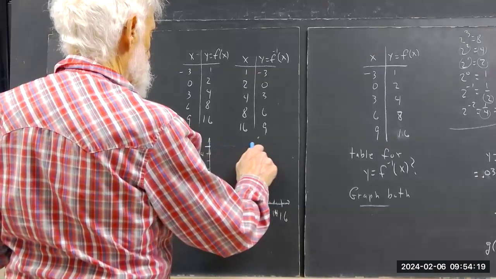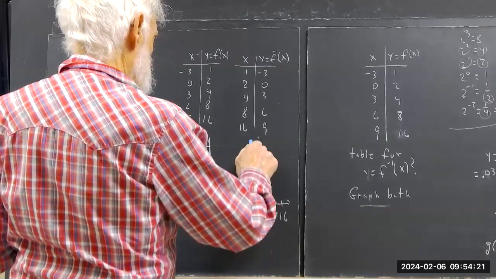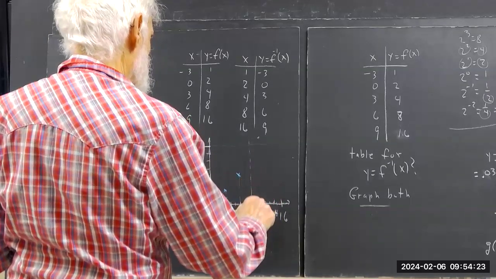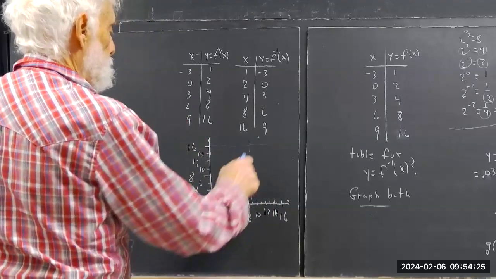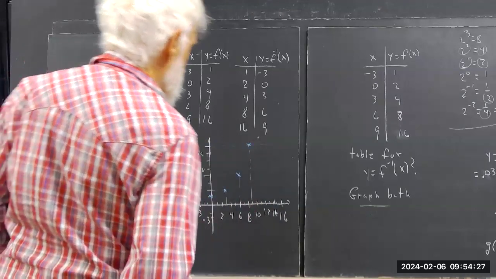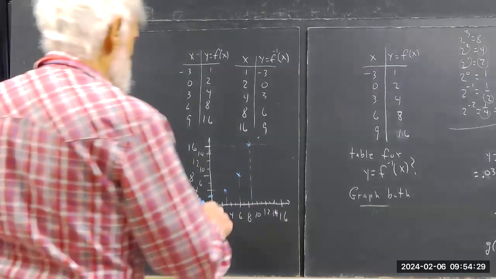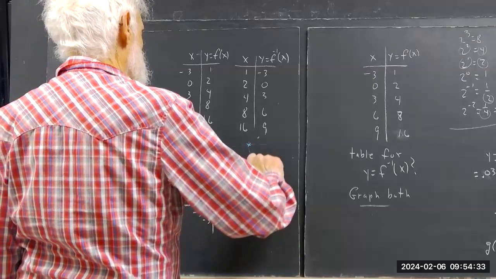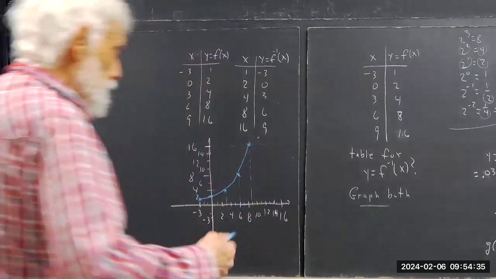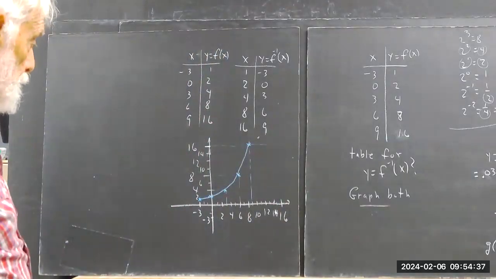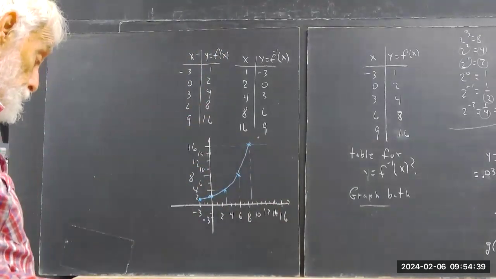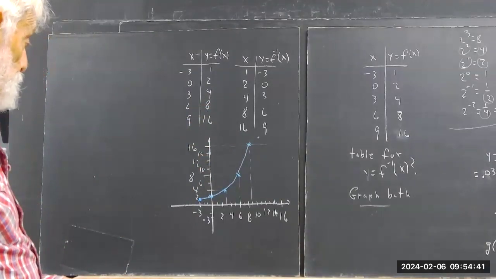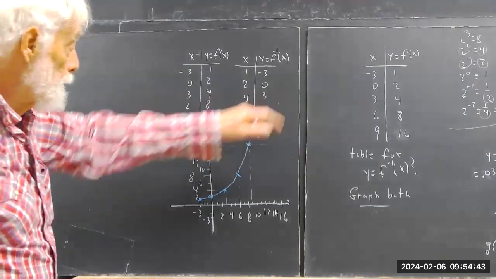So here's the line where y is 16, and here's the line where x equals 9. So we have these points. And this kind of looks like an exponential graph, actually. It is an exponential function. It's not our basic toolkit exponential function, but it's an exponential function. Now we plot the inverse.